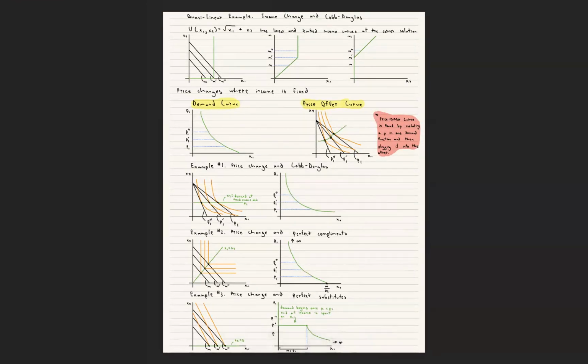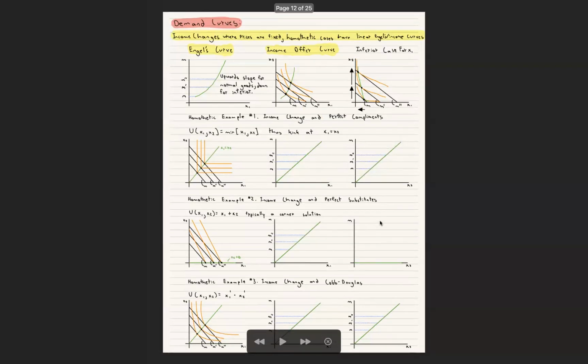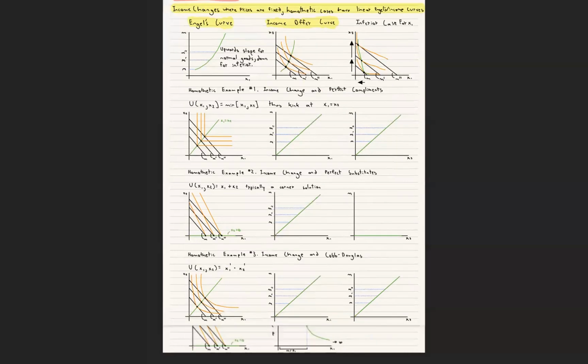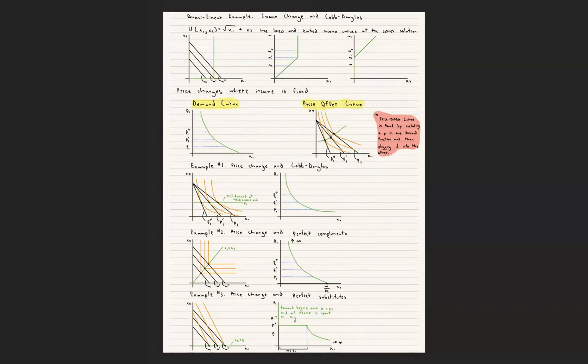We've got the quasi-linear example, and then we switch over to price changes where income is fixed. That's a good point, actually. So up here we have income changes where prices are fixed, and we have the Engel curve and income offer curve in the inferior case. And then below here, it just flips over. So we've got price changes where income is fixed. The important thing to remember here is that price offer curves are found by isolating a single price in one demand function and then plugging it into the other.